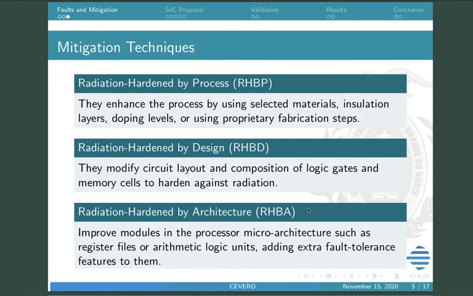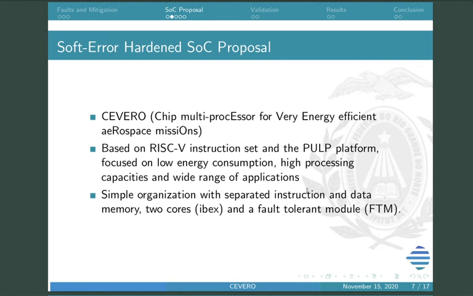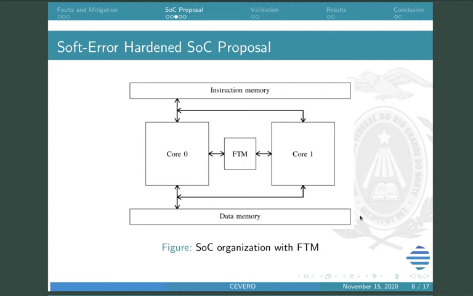Using solely RHBA techniques, we have developed the CEVERO SoC, which is based on the RISC-V instruction set and uses the PULP platform. This platform is focused on low energy consumption, high processing capacities, and a wide range of applications. This SoC uses a simple organization with separated instruction and data memory, two IBEX cores, which are from the PULP platform, and the fault-tolerant module. In this image, we can see a visual representation of the SoC with the FTM in the middle connecting with both cores, and the main core 0 connecting with instruction memory and data memory.